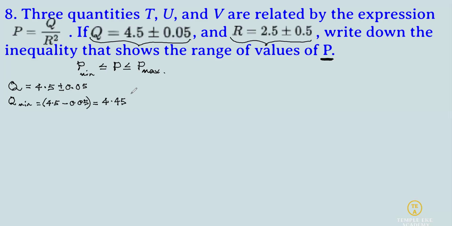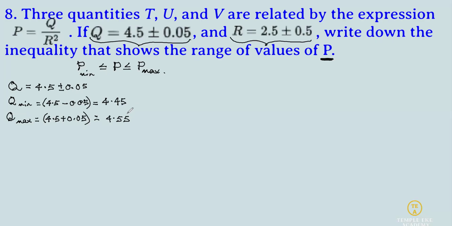In a similar manner, we can get the maximum value of Q. So Q maximum is going to give us 4.5 plus the possible error, which is 0.05. And now we have 4.55. Beautiful. So we have the maximum and minimum value of Q.